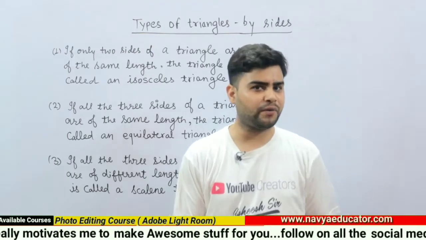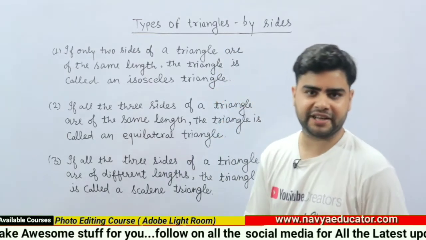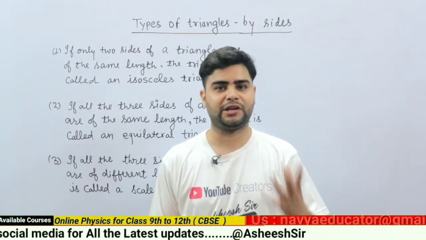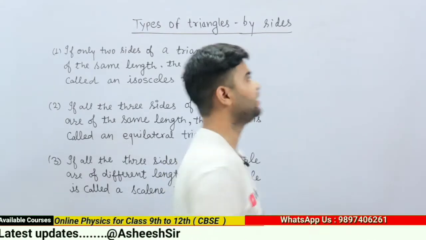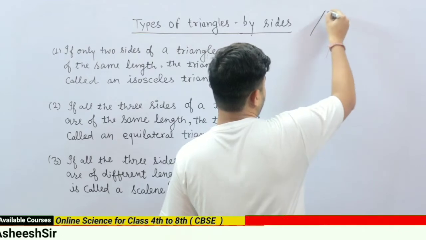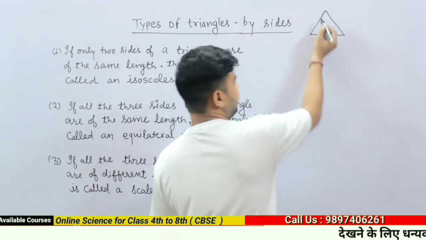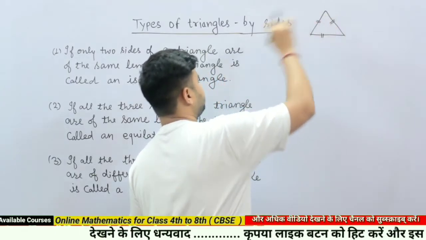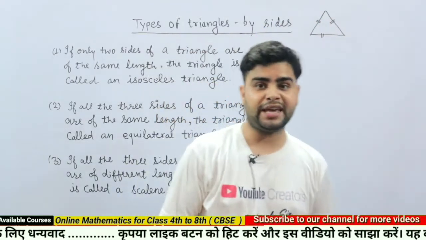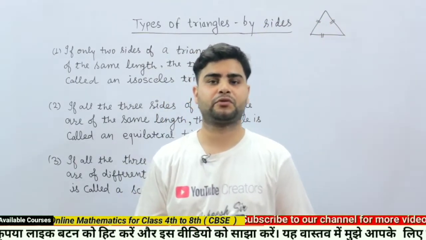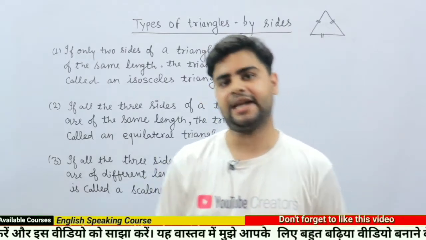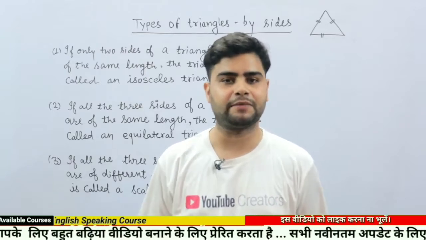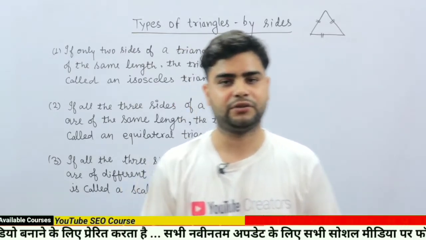Students, now we are discussing the types of triangles by their sides. So it is my duty to tell you what the sides in a triangle are. So students, if this is a triangle, then these line segments are the sides of the triangle. So we have three types of triangle by their sides. So we have divided the triangles into three types. How? I am going to tell you that.